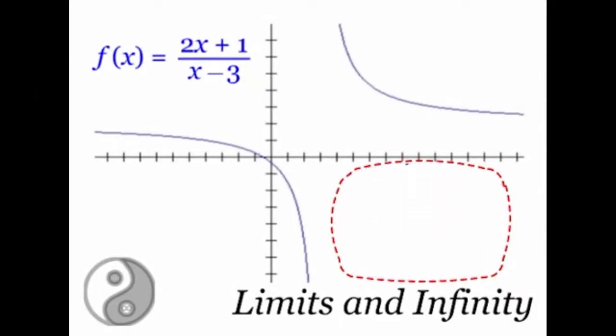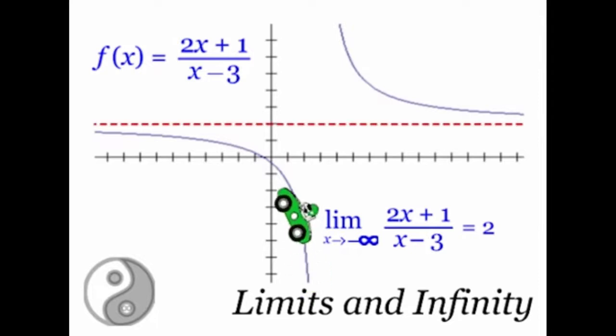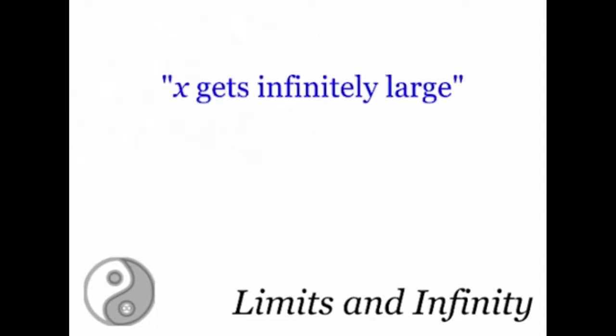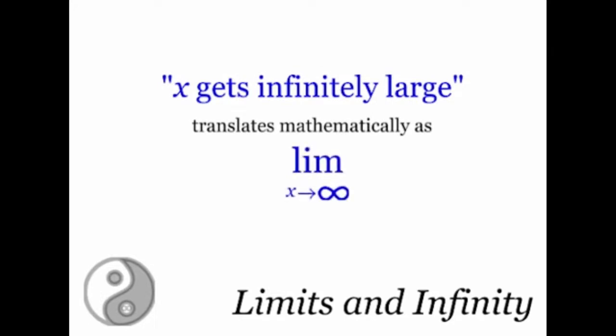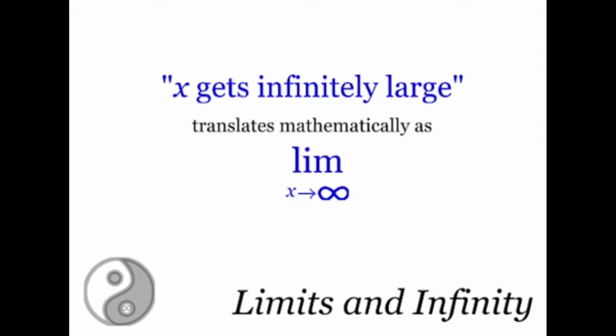Now, mathematically, this means that the limit as x approaches infinity of f equals 2. By the way, the limit as x approaches negative infinity of f also equals 2. As we travel left along the x-axis, the function approaches the same height. When I was explaining the last example, I said that x was getting infinitely large, and we translate that mathematically as the limit as x approaches infinity. Now this type of limit is called a limit at infinity.